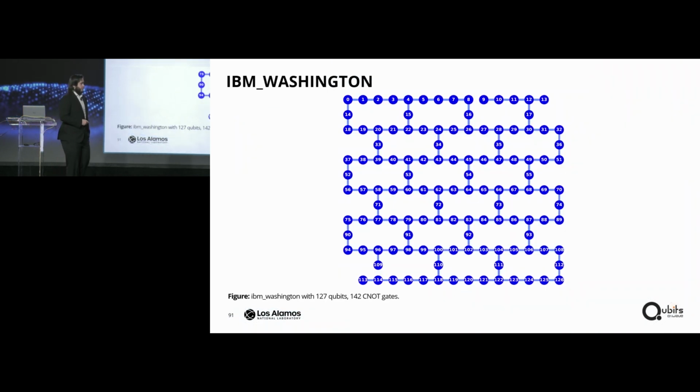Okay, so this is the hardware graph of IBM Washington. So this is the network that describes natively what the hardware does. Each node here is a single qubit, and then the blue connections between the nodes are operations you can do on the hardware that are two-qubit gate operations. Those are your entangling operations.